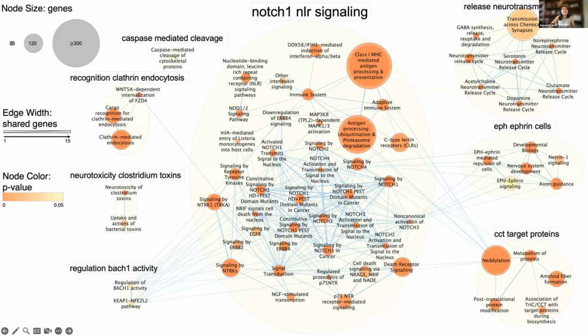And on the other side, we also find another top pathway related to the neurotransmitter release cycle. Inside this, the most significant ones are related to GABA synthesis, release, and the neurotransmitter release cycle over here.